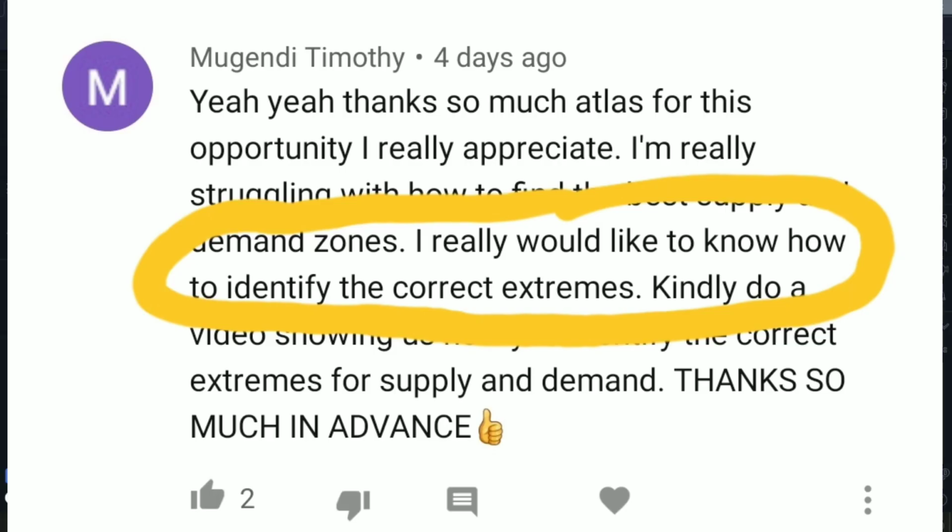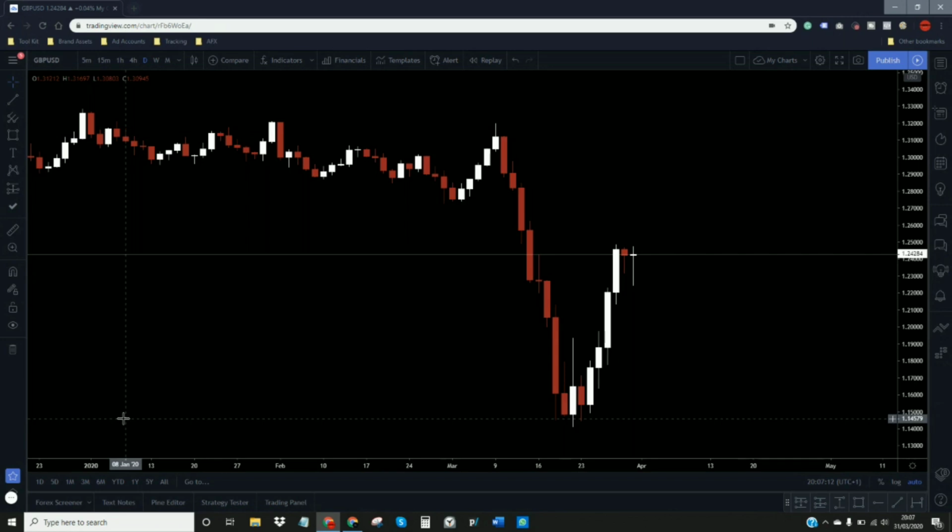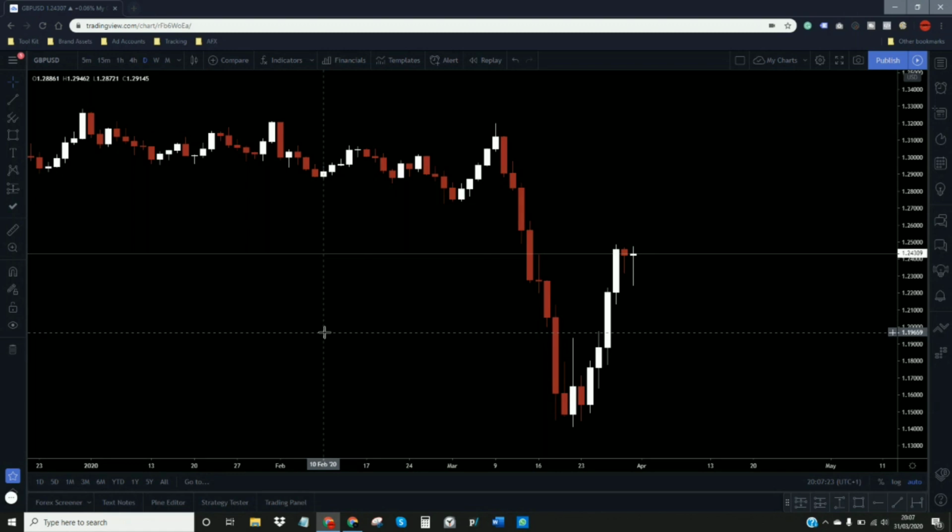Let's dive in. So Emma Timothy asks, I really would like to know how to identify the correct extremes. Now, understanding where the extremes are is extremely important, but you have to understand that extremes are only relevant to the time frame that you execute on, to the time frame that you trade. For me, extremes are relevant because mainly I am looking at the dailies and executing on the H1 in terms of looking for my trigger event, right? But the daily time frame, those daily candles are what I'm mainly focusing on.